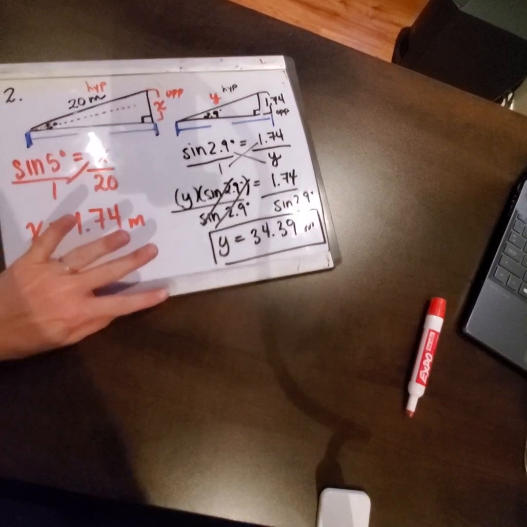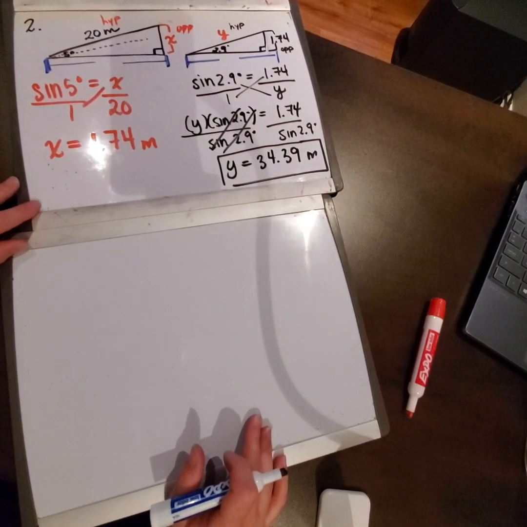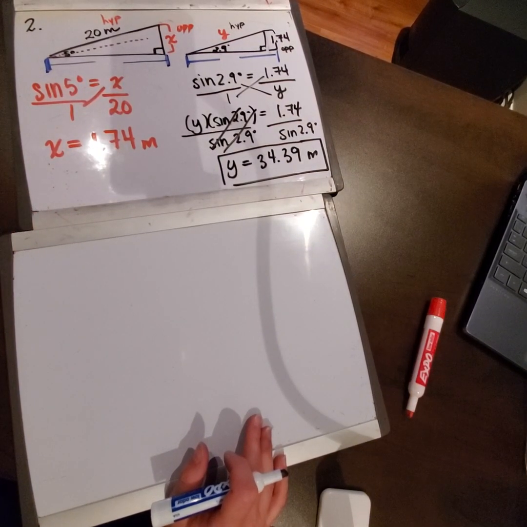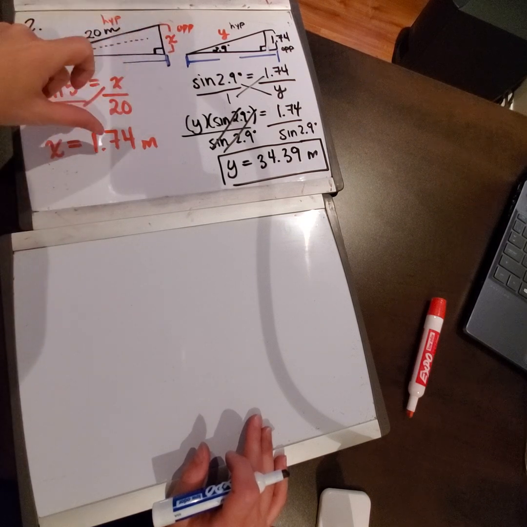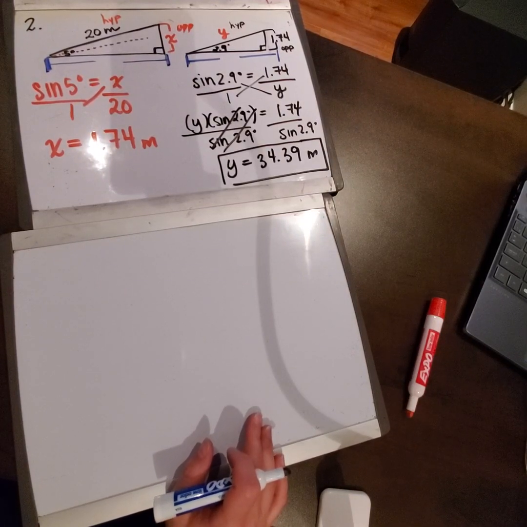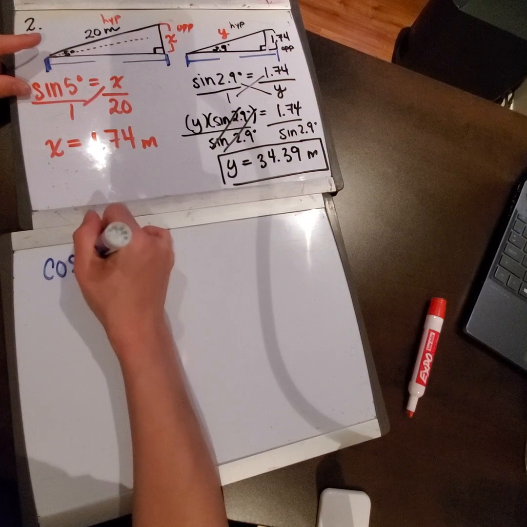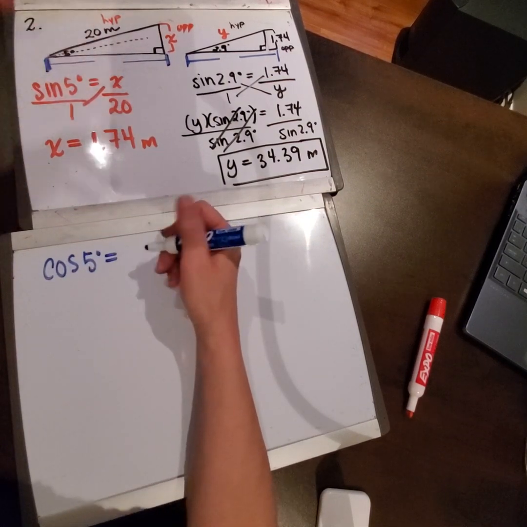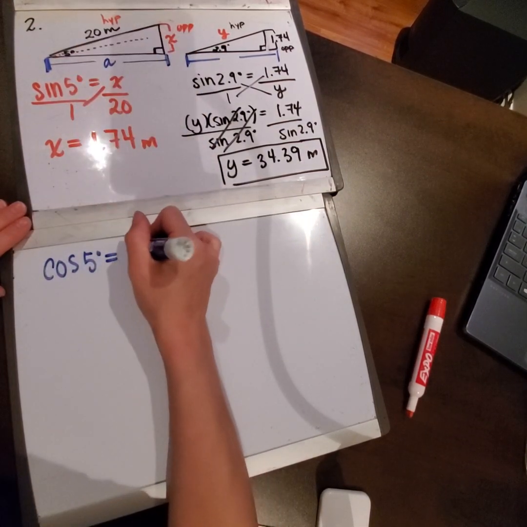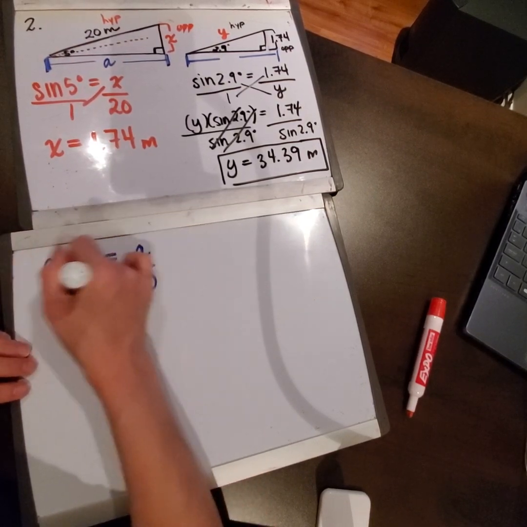Okay, so more SOHCAHTOA. The only difference is this time we're going to be using a different primary trigonometric ratio. Now I'm going to be honest. We know that this is 1.74 and this is 20. You could absolutely use the Pythagorean theorem here, but that's an old trick. I want to practice using SOHCAHTOA, so that's what I'm going to do. Here, the cosine of 5 degrees is equal to, let's just call that little a, the adjacent side over the hypotenuse, which is 20.